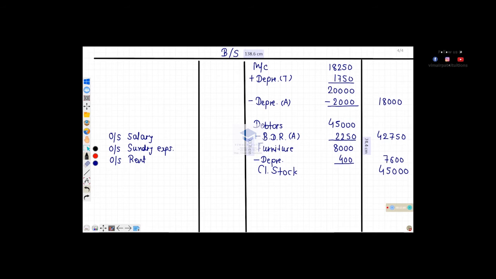In the balance sheet, never write "To" and "By", because a balance sheet is a statement, not an account.